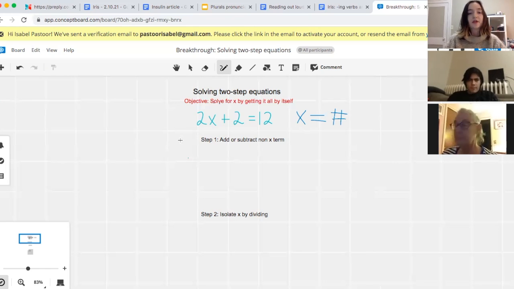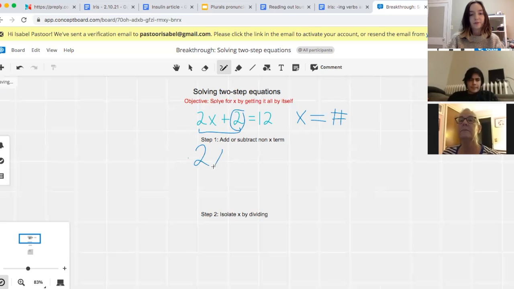The first step in solving a two-step equation is to add or subtract the non-x term from whatever side of the equation has your x on it. So in this case, on the left side of the equation, we have our x term. And the first thing we want to do is just get rid of this 2 over here, so that all we have left is 2x. How we're going to do that is we're just going to subtract 2 from both sides.